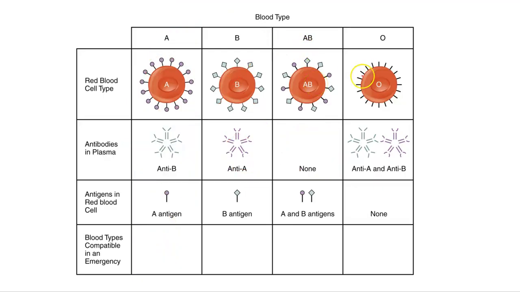Okay, and O's are tricky because they have both the anti-A and the anti-B, so you couldn't give them this cell, you couldn't give them this cell, or you could not give them this cell because they've got the anti-A and anti-B.